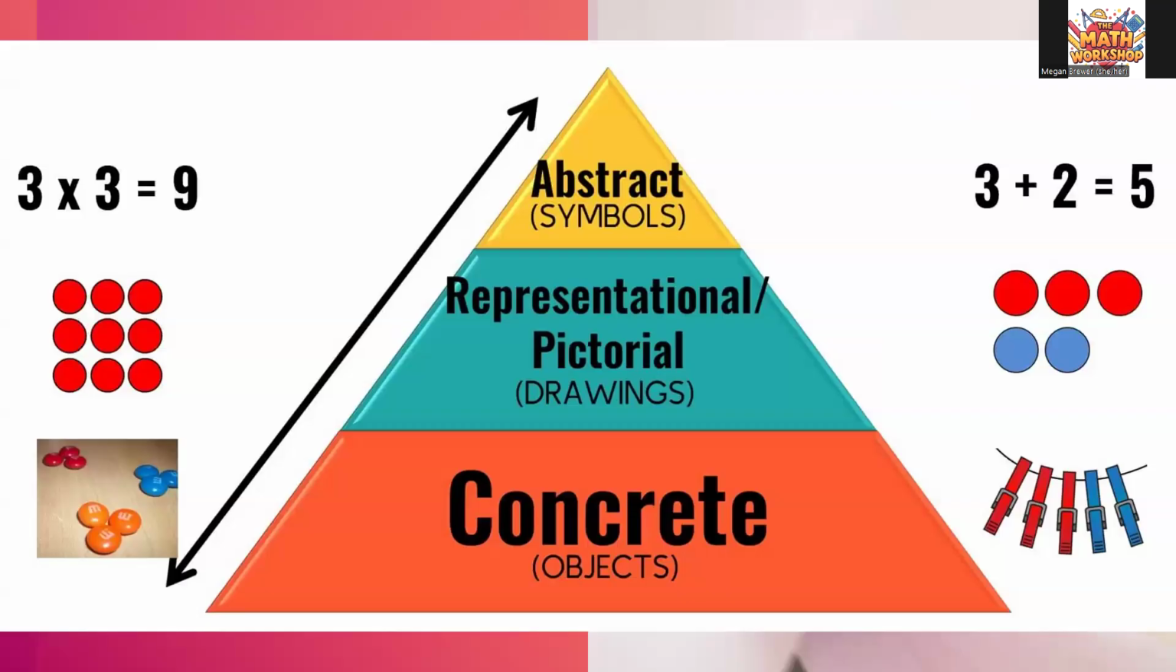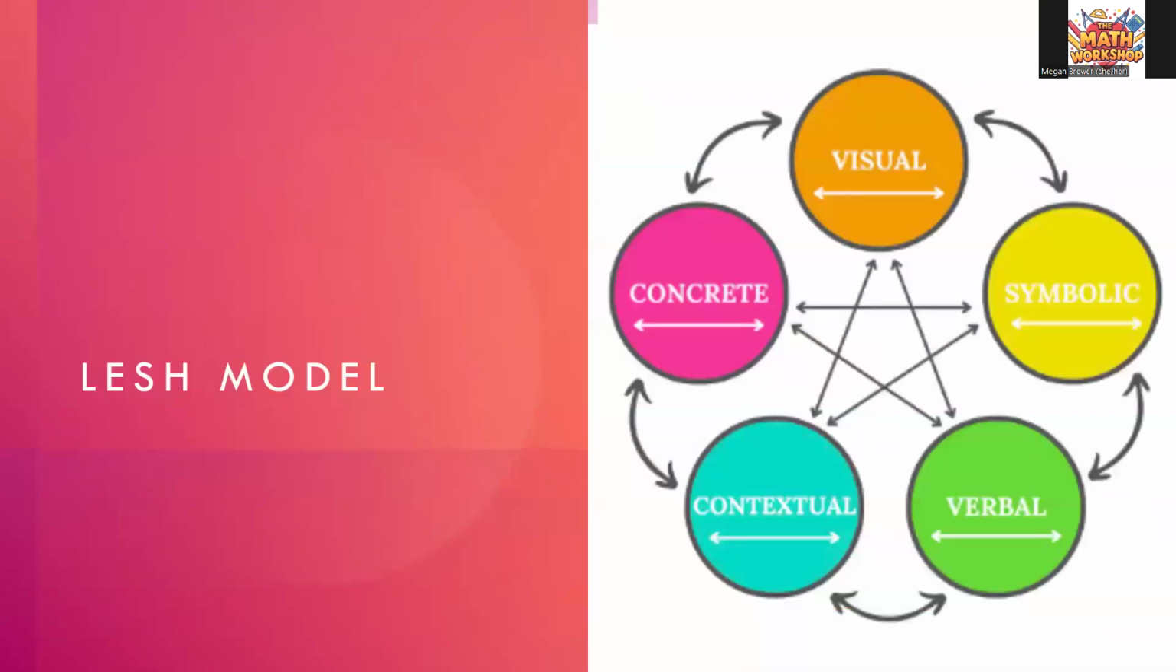Let's look at one more model before we move on to our pattern block examples. This one's called the Lesh model, and it's related to the CRA model. It's known as the Lesh translation model. It originated from the work of Richard Lesh in 1979. And it has to do with this framework in mathematics education focused on the importance of understanding mathematical ideas through multiple representations and the ability to translate back and forth between them.